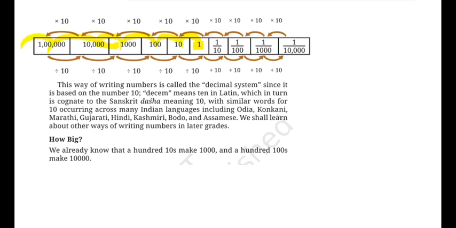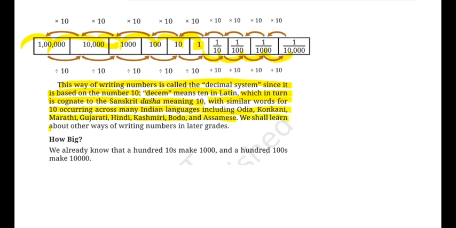But as we move towards the right, what we are doing? We are dividing it by 10. So 1 divided by 10, 1/10th, then 100th, then 1000, and 1/10,000, and so on. So this way of writing the numbers is called the decimal system, since it is based on the number 10. Decim means 10 in Latin, which in turn is cognate to the Sanskrit dasha meaning 10. With similar words for 10 occurring across many Indian languages including Odia, Konkani, Marathi, Gujarati, Hindi, Kashmiri, Bodo, and Assamese.